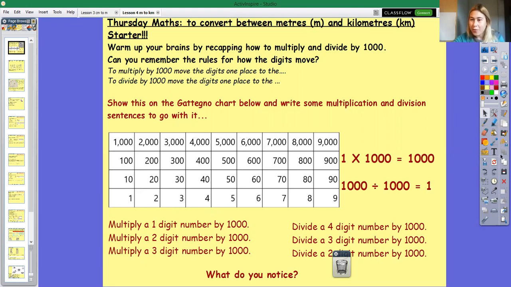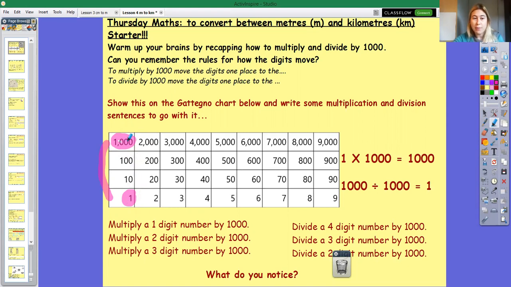Hopefully you got on well with that and you followed the pattern that we've been looking at all week. If I use my highlighter, we can see that 1 multiplied by 1,000 is 1,000. This time we're moving 3 columns, through the tens, through the hundreds, into the thousands. So 1 times 1,000 is 1,000. If I do the inverse, 1,000 divided by 1,000 is 1.